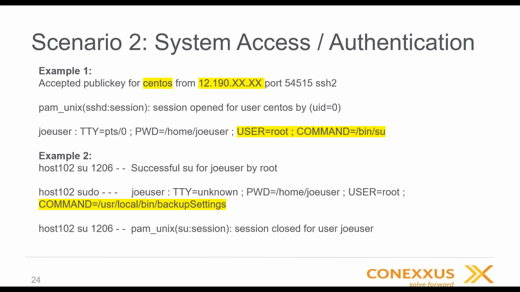So in the second example, I've got a very similar scenario where I've got root now going into the Joe user account and running, on the second line here, this backup setting script. So again, this could be maintenance activity. It could be non-maintenance activity. It could be somebody who's attempting to implement some kind of a rootkit or other type of malicious program into the system.